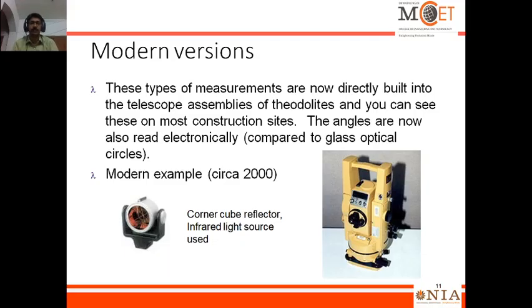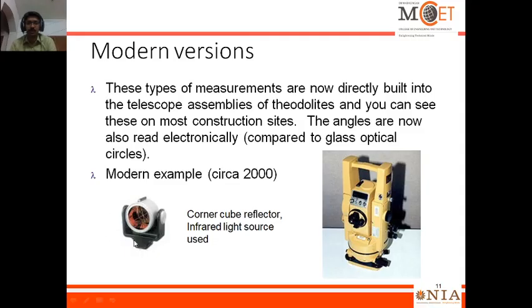Modern version. These types of measurements are now directly built into the telescope assemblies of the theodolite, and you can see these are on most construction sites. The angles are now also read electronically compared to glass optical circles. The modern one was made in 2000.